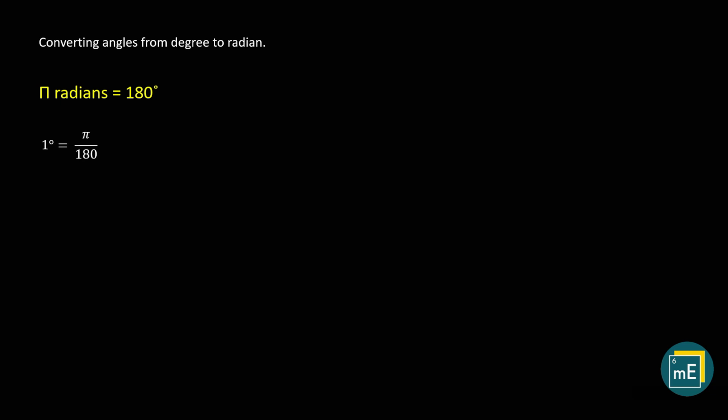Now let's use this relationship between radian and degree to convert angles from degree to radian or radian to degree. We know that pi radians is equal to 180 degrees. So we can write down that 1 degree is equal to pi upon 180 radians. Using this expression, we can convert angles from degree to radian, as well as from radian to degree. So we can say that 1 radian is equal to 180 upon pi degrees.